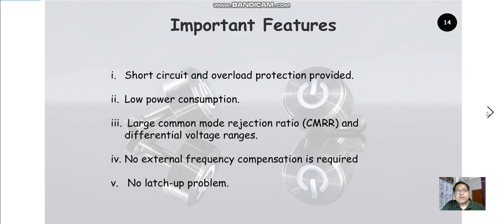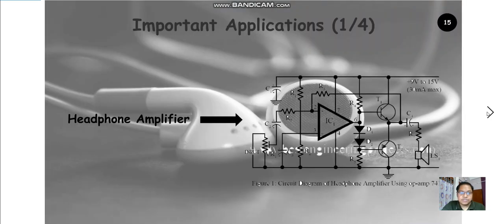These are the important features of op-amp IC741. Short circuit and overload protection is provided by it. Low power consumption, very important if you want to work on low power IC fabrication. Large common mode rejection ratio, we need it because I have already shown you the ratio AD by ACM. And the differential voltage ranges. No external frequency compensation is required. Additionally, there is no latch-up problem, which is generally very good for us for IC741. These are very important features of it.